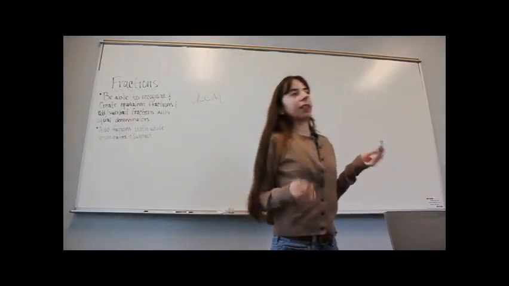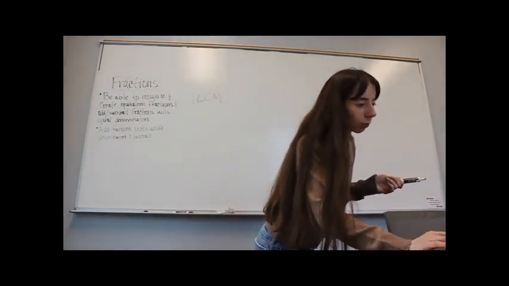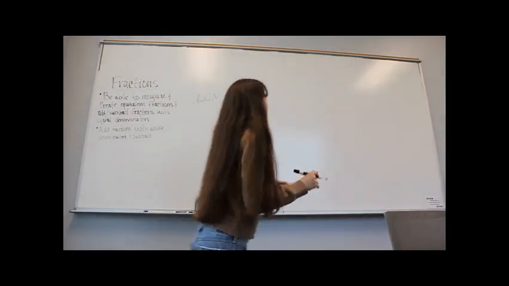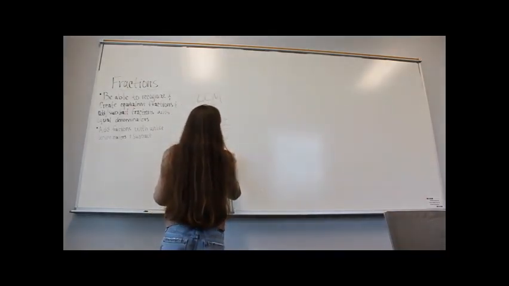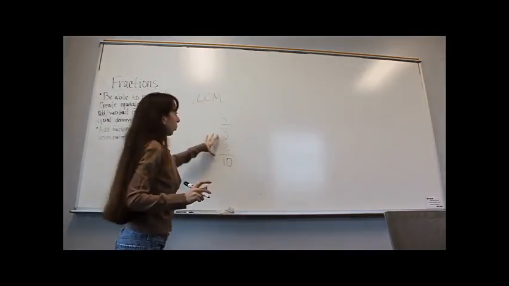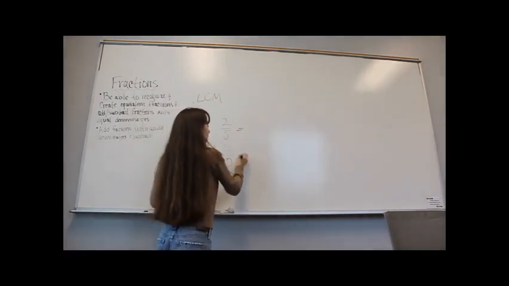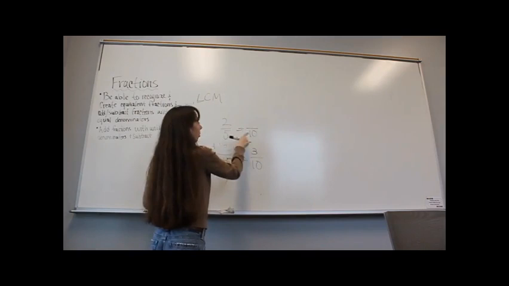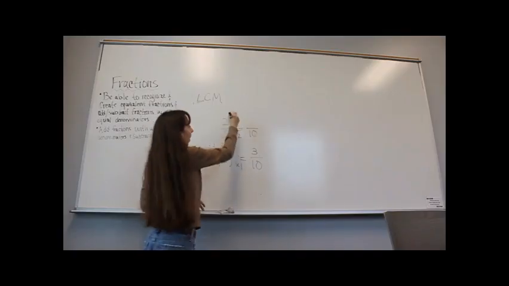Okay, so those were easy because those had the same denominator, but we're also going to learn how to make equivalent fractions, make the fractions equal to each other with different denominators. So first, what's the least common multiple of 5 and 10? 10. So we put that over the equal sign. How do we get from 10 to 10? Multiply by 1. And then how do we get from 5 to 10? Multiply by 2. And what we do to the bottom, we have to do to the top.